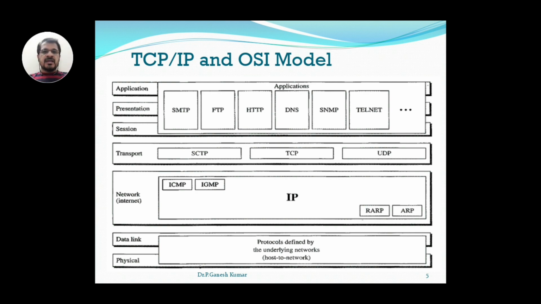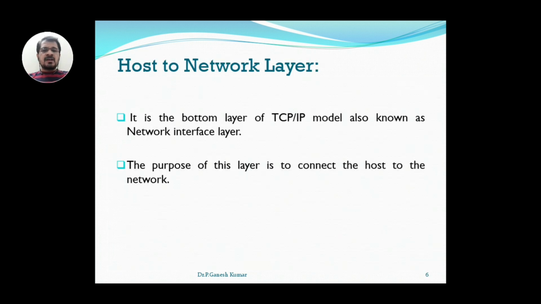Now let us see how each layer functions. First, let us start with the host to network layer. It is the bottom layer of the TCP/IP model, also known as the network interface layer. The purpose of this layer is to connect the host to any network. As in the OSI reference model, the physical layer defines how the data is going to be converted into signals, and the data link layer is going to perform both the header and trailer, which is going to have error control, flow control, and a unique identification address inside the network. The same functions are performed in the host to network layer.